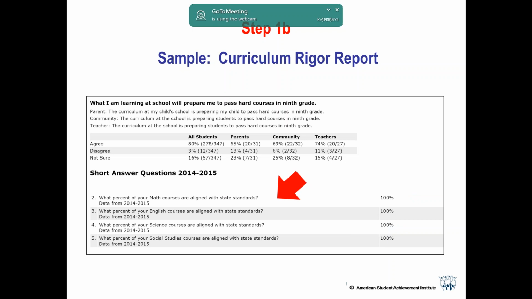Okay, here's one for curriculum rigor. What I am learning at school will prepare me to pass hard courses in 9th grade. This is obviously a middle school. And here we have some short answer questions. What percentage of your math courses are aligned with state standards? And we can see that the school has told us that 100% of them are, so that's good. So we've asked the school some questions. Those will print out. And then you also have the survey information up here.